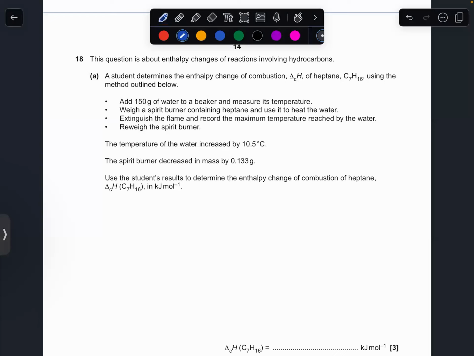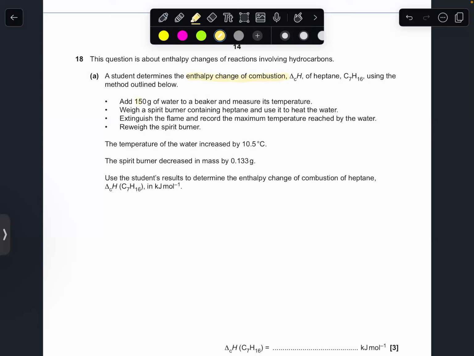We'll be looking at question 18, June 23 paper. In this question, it's looking at the enthalpy change of combustion. And you're given some experimental data.